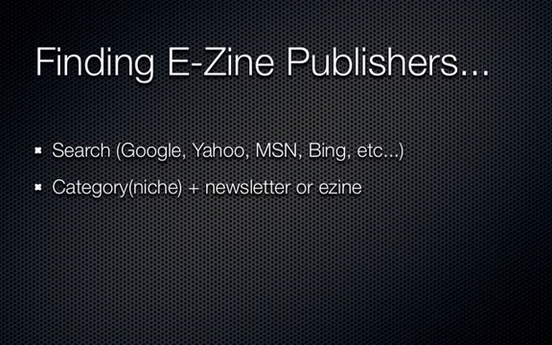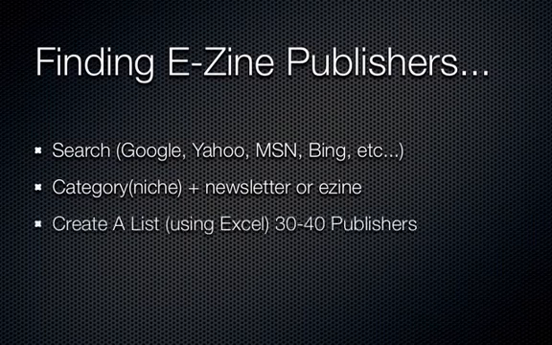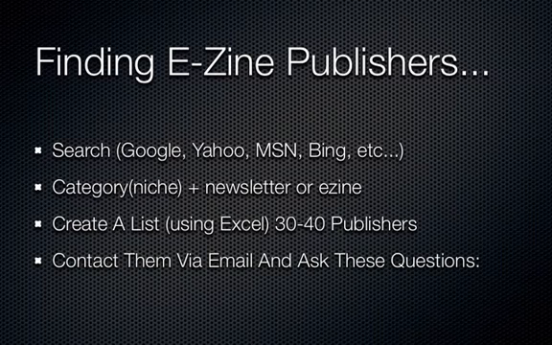So we're gonna search for a particular niche, and our goal is to find a newsletter publisher or an e-zine publisher in that particular field. And I'm going to show you how to do this here in just a second. Then I recommend using Excel software to create a list of about 30 to 40 publishers. We're going to create that list, and we want to contact each of these 30 to 40 publishers via email and ask them some questions.